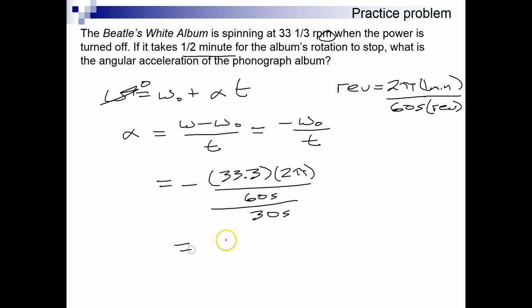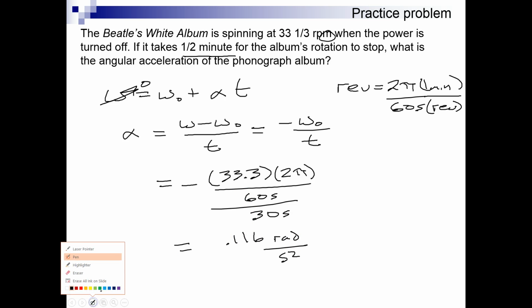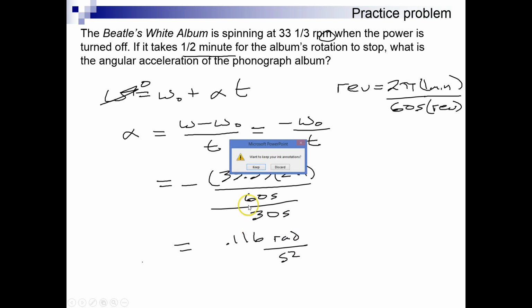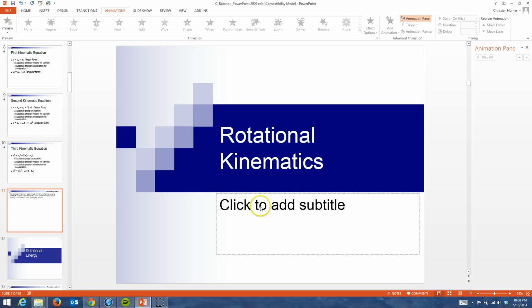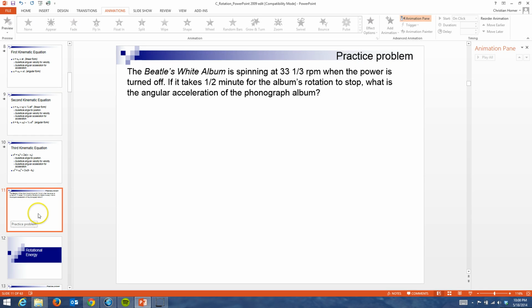At this point, you're going to end up with 0.116 radians per second squared, and that's our unit of acceleration. So that one's really not too bad, pretty easy to do, pretty easy to see. So you shouldn't have any trouble with it. At this point, I think what we're going to do is we'll be done with this section.